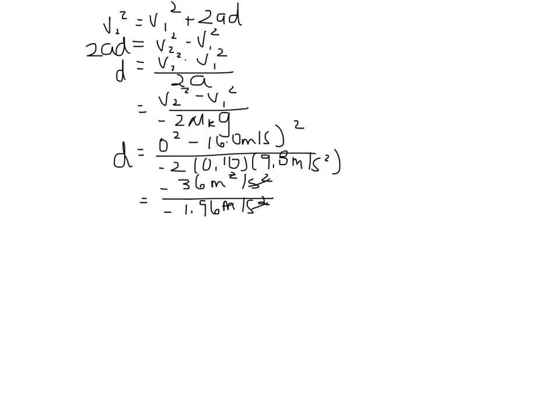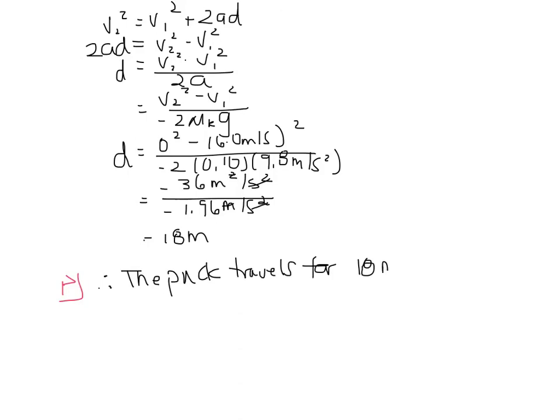So 36 divided by 1.96 is 18 meters. Therefore, the puck travels for 18 meters.